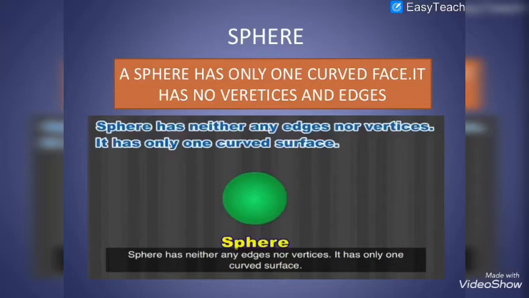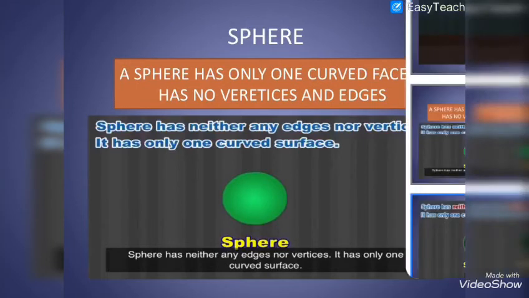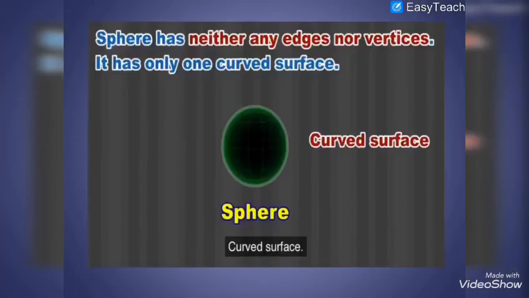Now in the case of a sphere, it has only one curved face. It has no vertices and edges. Sphere has neither any edge nor any vertices. It has only one curved surface. See here, student, in the figure. So, in this way, you have to learn the table of the solid shapes.